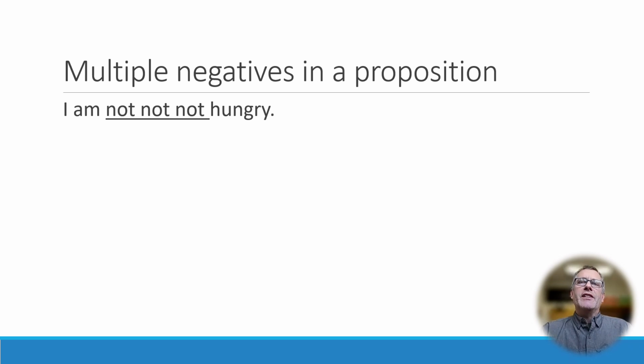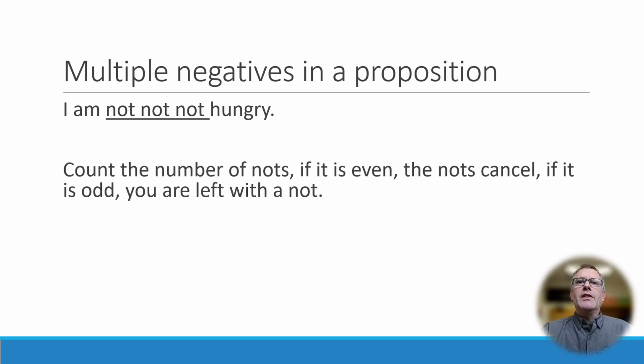So if I were to say, I am not not not hungry, that is a triple negative. And this works exactly the same as positives and negatives when you're doing algebra or order of operations type of math. So what I'm going to do is count the number of nots, and if the nots are even, they will cancel out. If the nots are odd, it leaves you with a not. So in this case, there are 3 nots. Those 3 nots would result in saying I am not hungry.